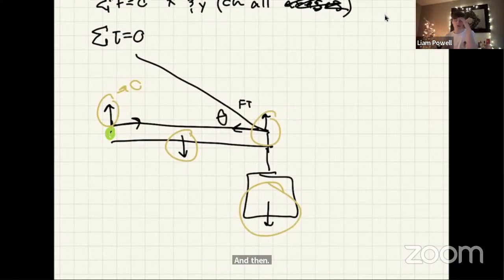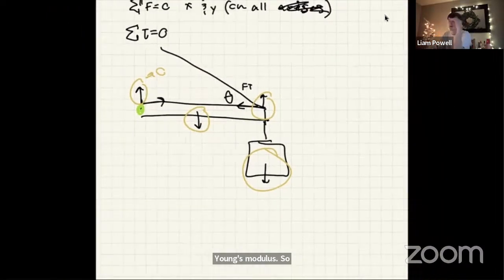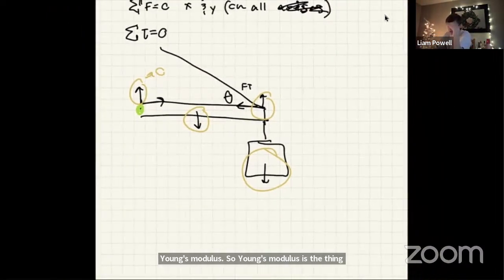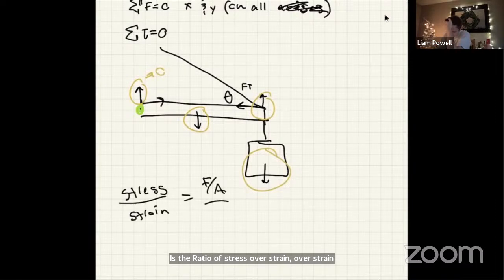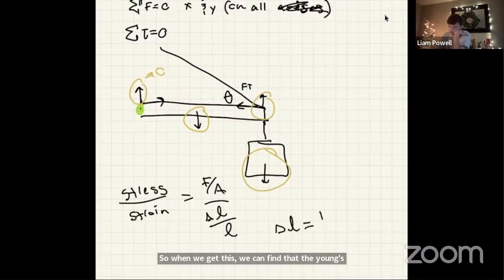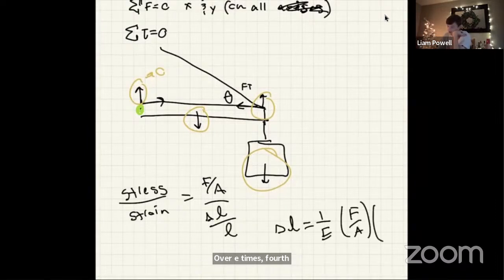Young's modulus is the ratio of stress over strain. Stress is equal to force over area, and strain is the change in length over original length. From this we can get an equation: the change in L is equal to 1 over E times force over area, which is strain, times original length.